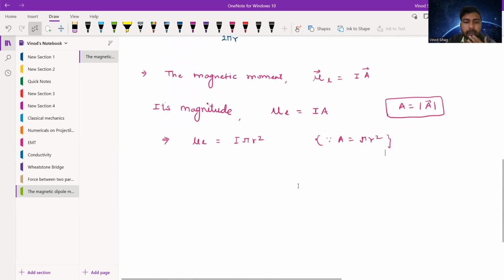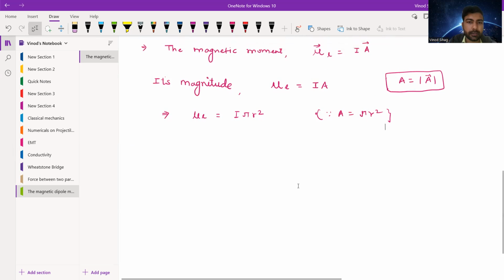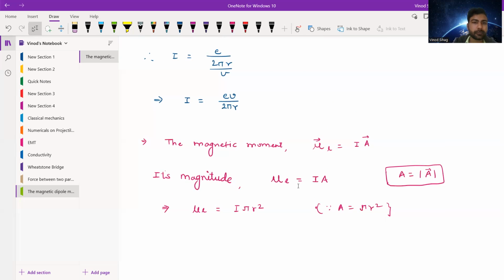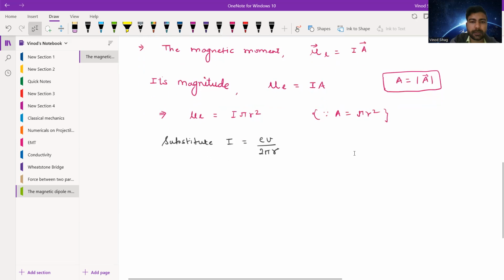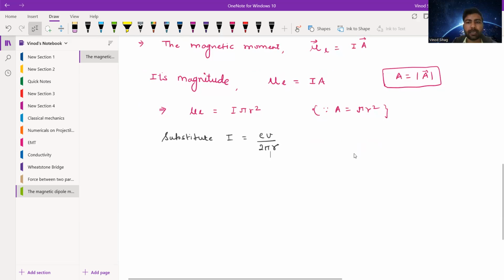So that's why here L is written. Now we are going to see why it is because of the orbital momentum, because the term L is going to appear in the equation. So now substitute I equals to EV upon 2 pi r. From the above equation, we have written I equals to EV upon 2 pi r. Now, if we substitute it in the equation, then what will we get?